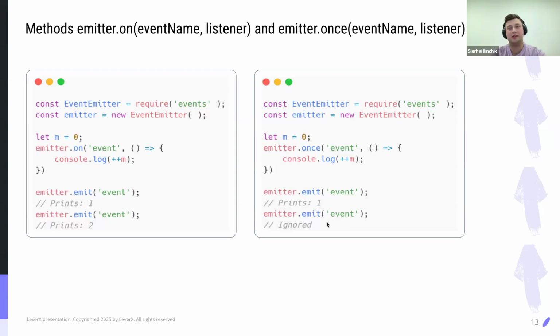But on the second emit of the event, we have nothing in the console since we have declared the listener with the once method. And as I said, the listener which was registered with the once method would be called only once. And basically it gets removed from your emitter object after the first call.